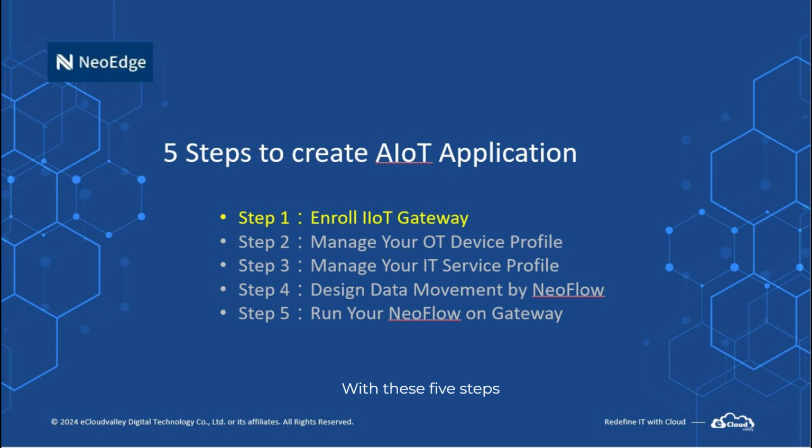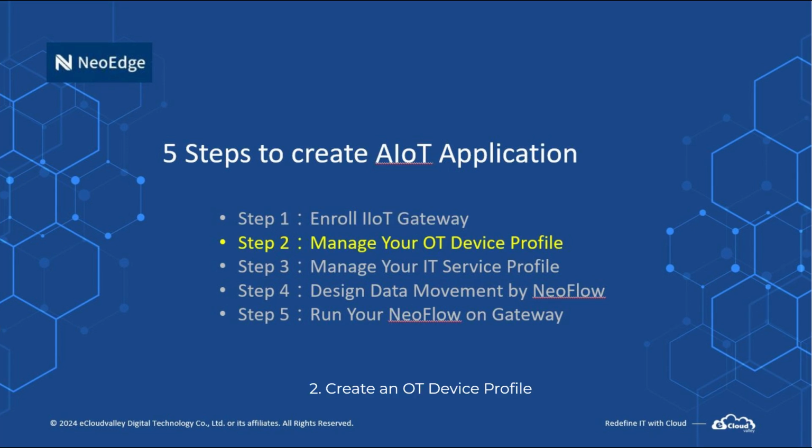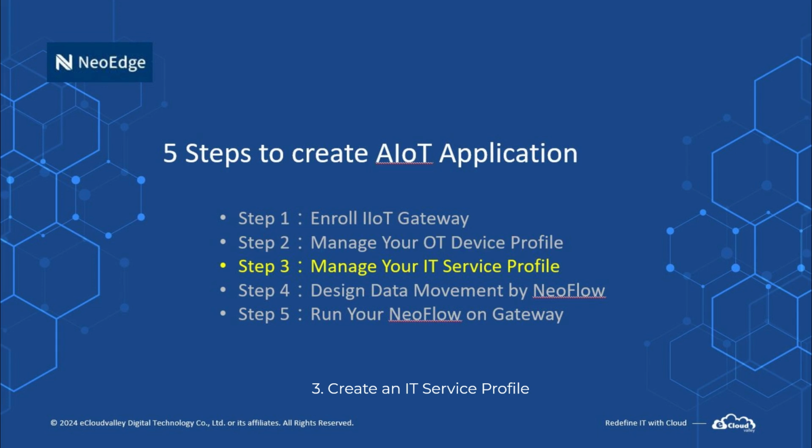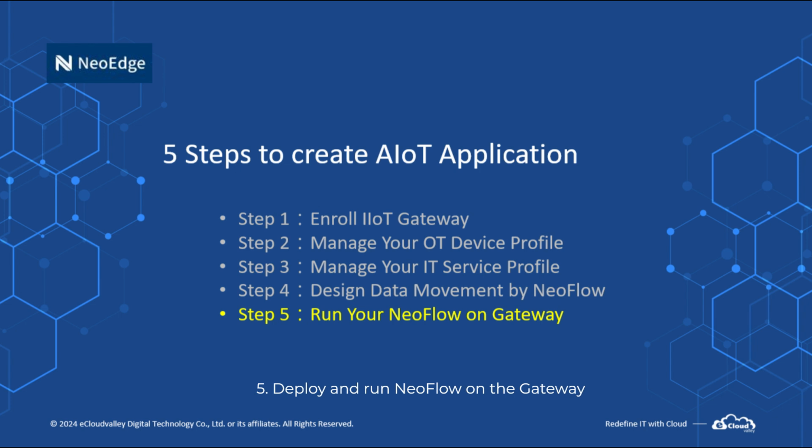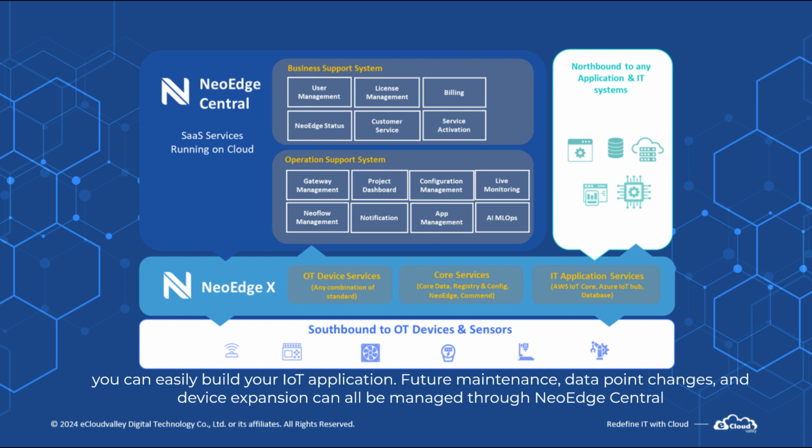With these 5 steps: 1. Register and connect the IoT gateway. 2. Create an OT device profile. 3. Create an IT service profile. 4. Build business data processing logic with NeoFlow. 5. Deploy and run NeoFlow on the gateway. You can easily build your IoT application. Future maintenance, data point changes, and device expansion can all be managed through NeoEdge Central.